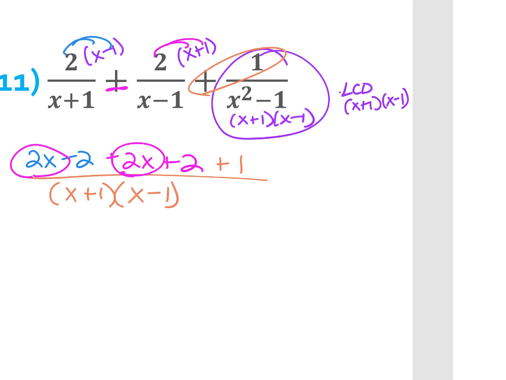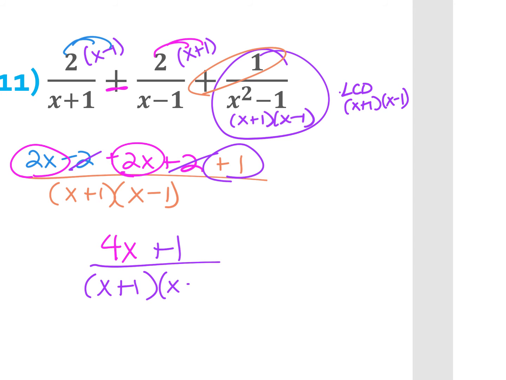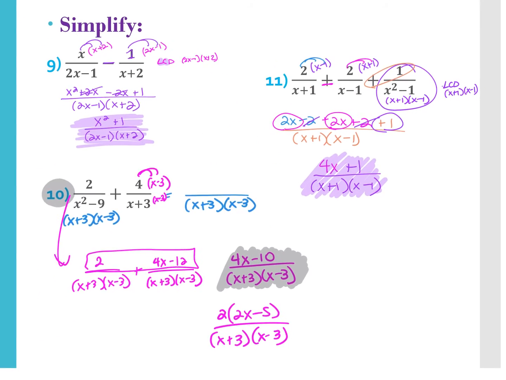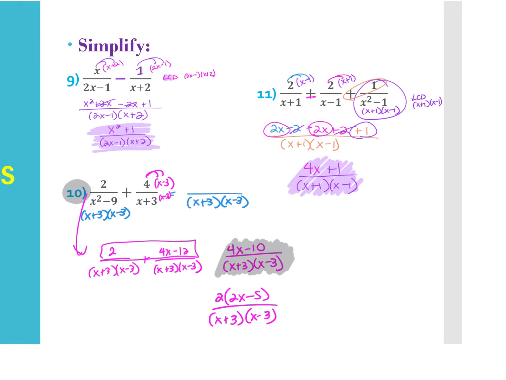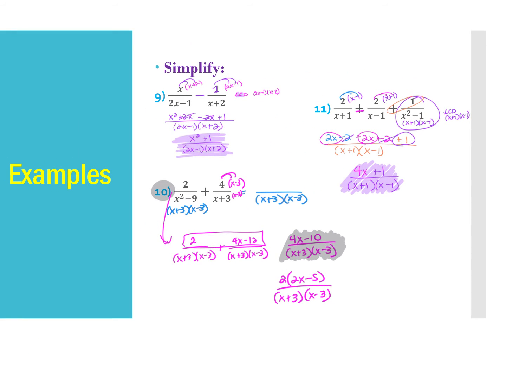Combine your like terms here. 2x plus 2x is 4x. Negative 2 and positive 2 cancel out. Plus 1 over x plus 1, x minus 1. That was the last example from the P5 Part C notes.